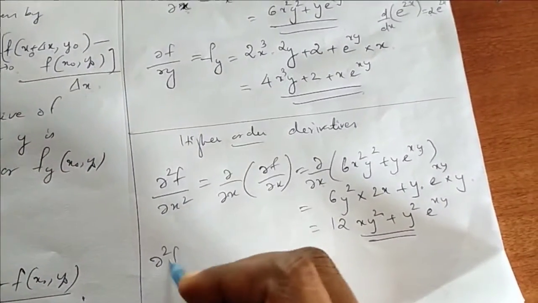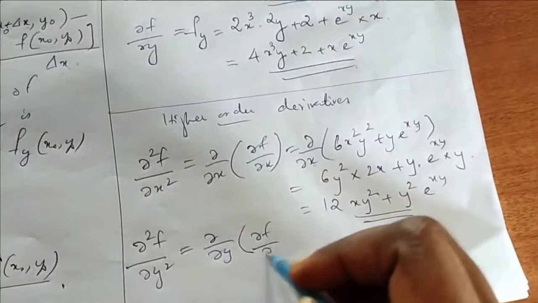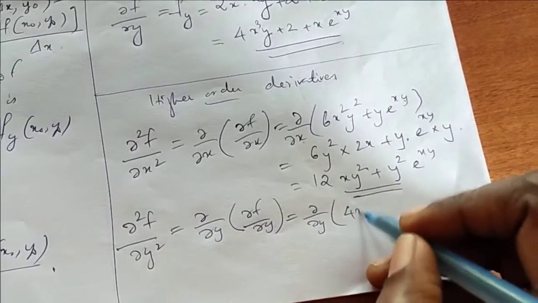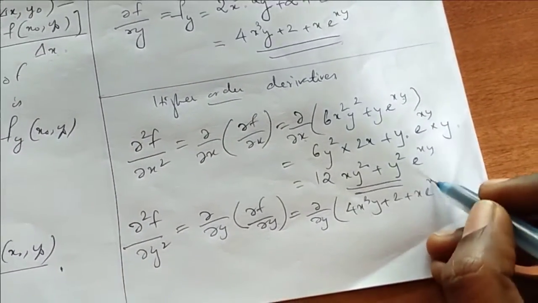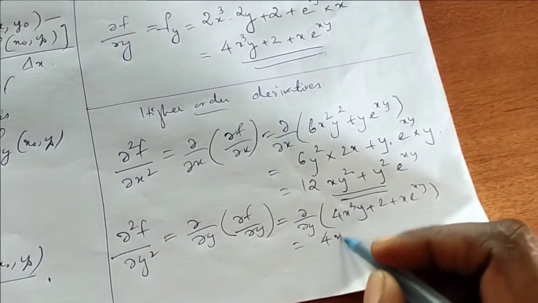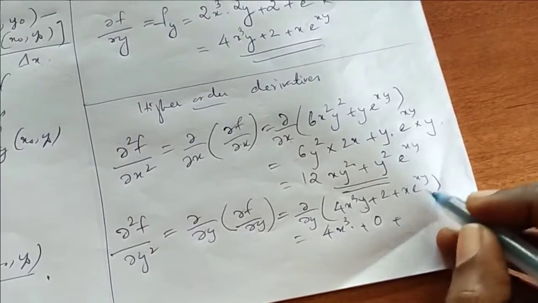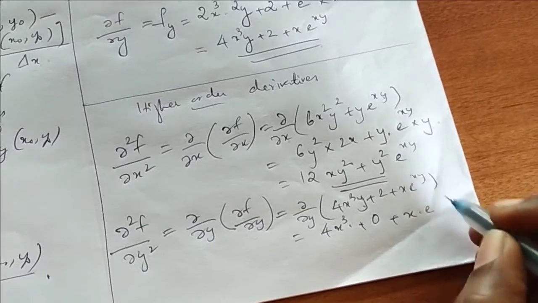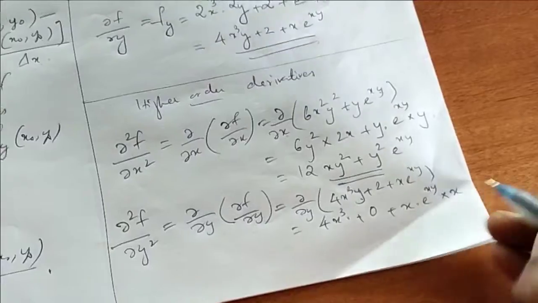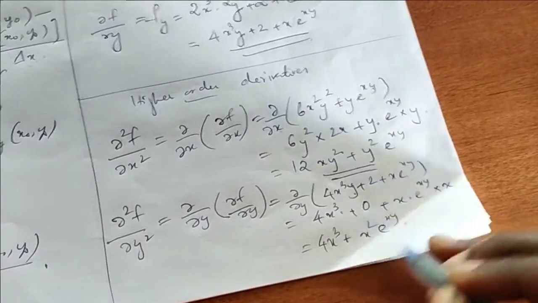Then what is ∂²f/∂y²? It is ∂/∂y of ∂f/∂y, that is ∂/∂y of 4x³y plus 2 plus x e raised to xy. With respect to y, derivative means x is a constant. So 4x³ into derivative of y is 1. Then derivative of 2 is 0. Derivative of x e raised to xy: x is constant, e raised to xy into derivative with respect to y, x is constant. So it is 4x³ plus x² e raised to xy.